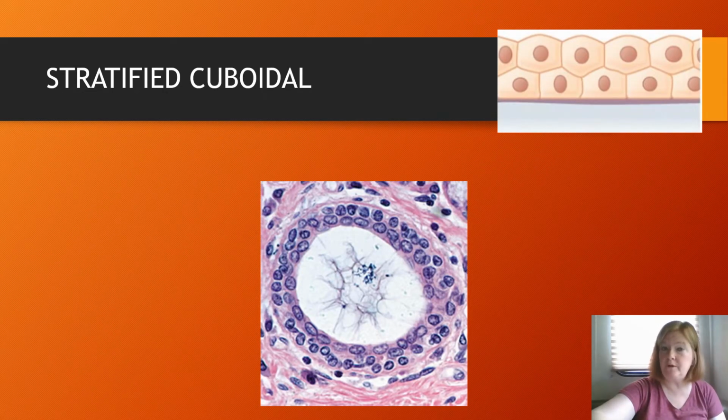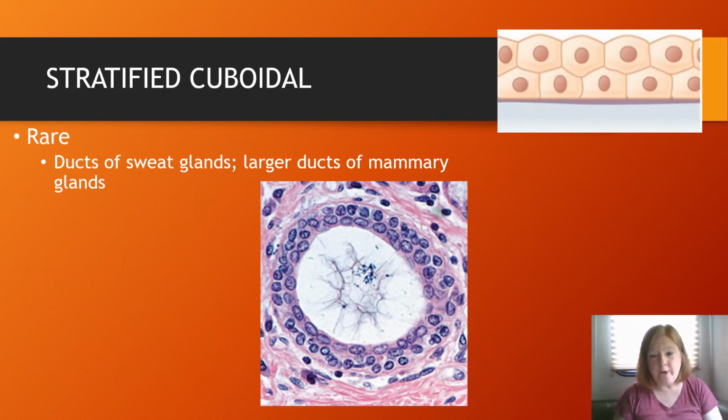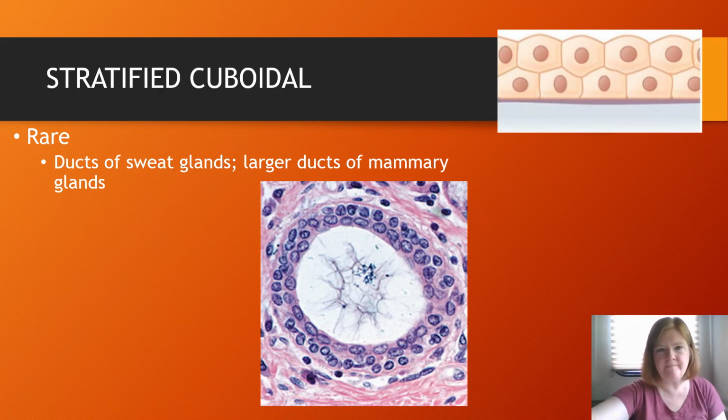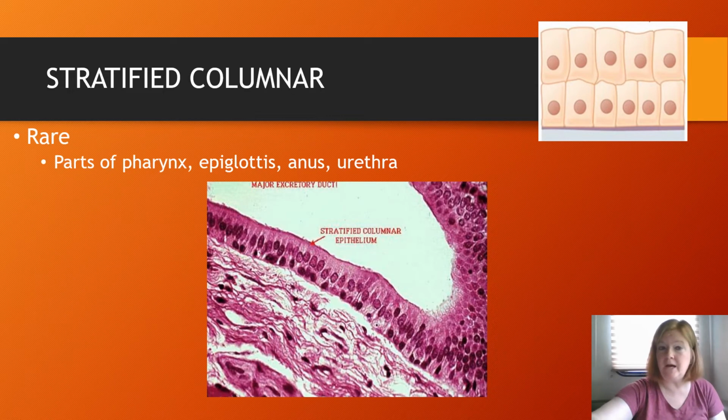Stratified cuboidal. This is a rare type of epithelial tissue. It's found in some sweat glands and in some of the mammary glands, but just to talk to you about what it looks like. Stratified columnar, again, this is rare. Parts of the pharynx, epiglottis, anus, and urethra, but again, I really just wanted to show you what it looked like. This is not something we're going to focus on.